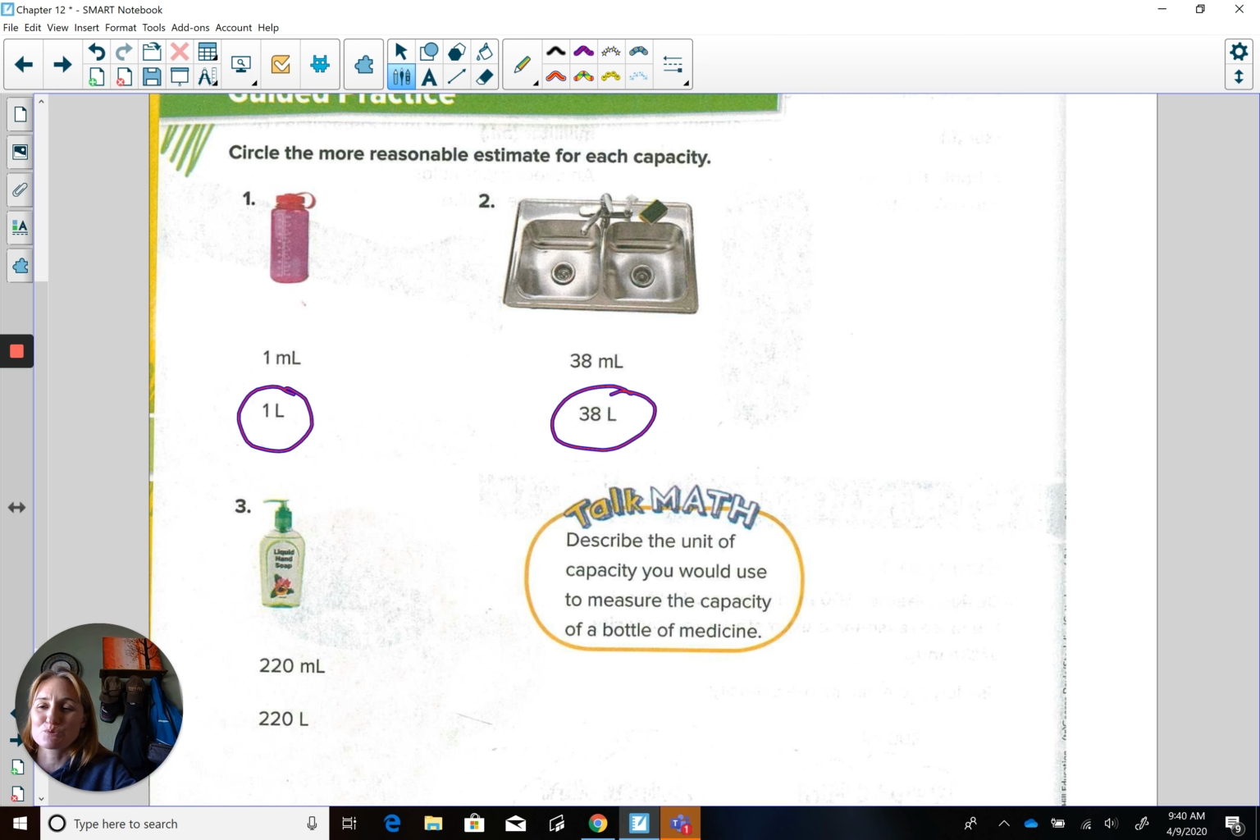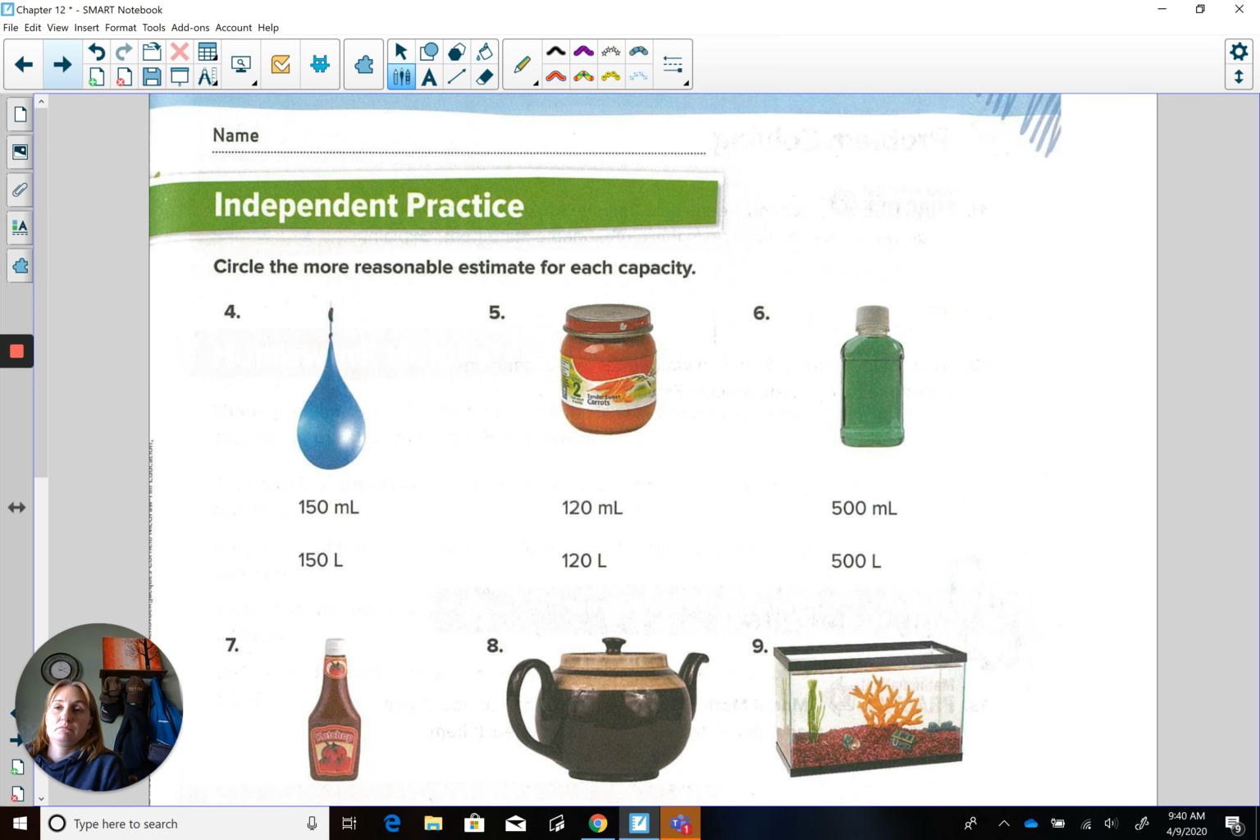But the most reasonable would be your milliliters in this case. Does that make sense? All right, so now we're going to move on to our independent practice. Even though we're going to do this together, you will have your own independent practice off your boom cards today, but they will be similar to these. Circle the more reasonable estimate for each capacity.